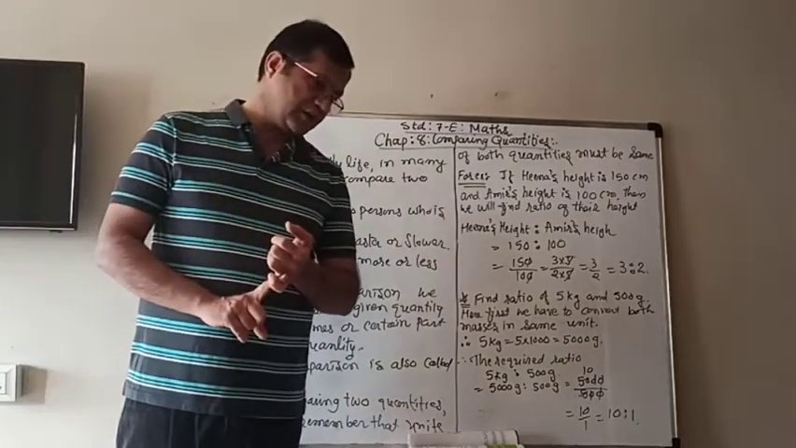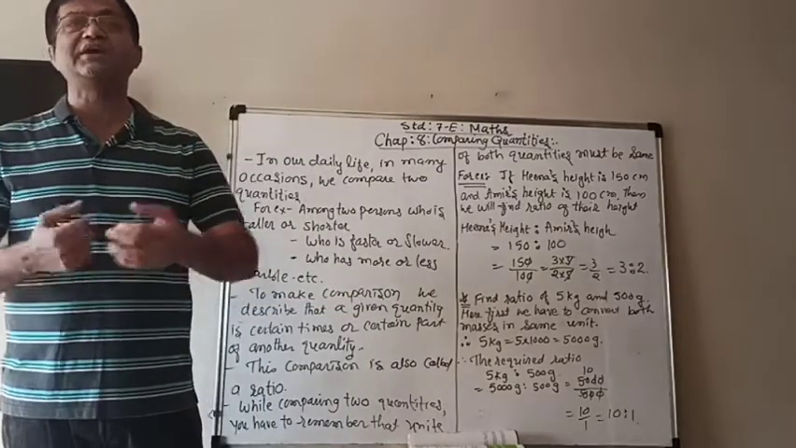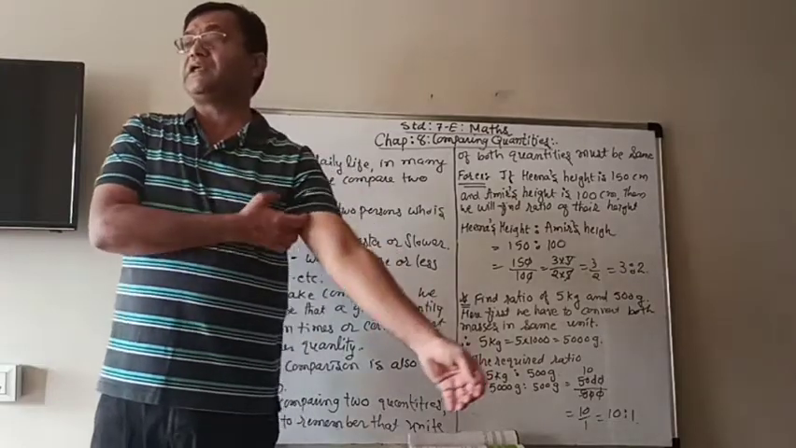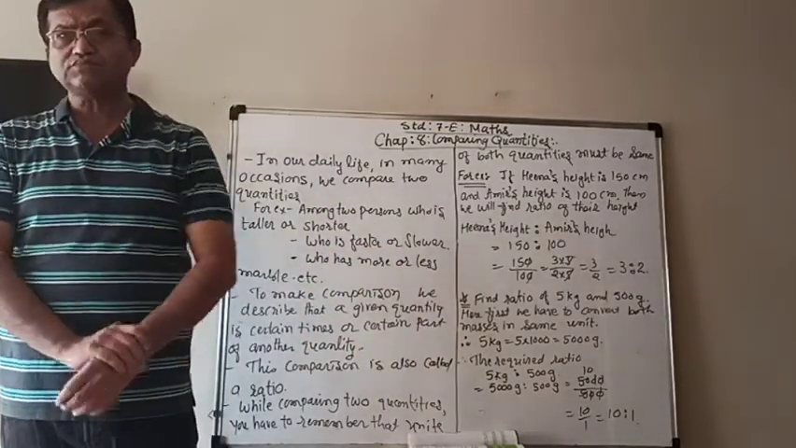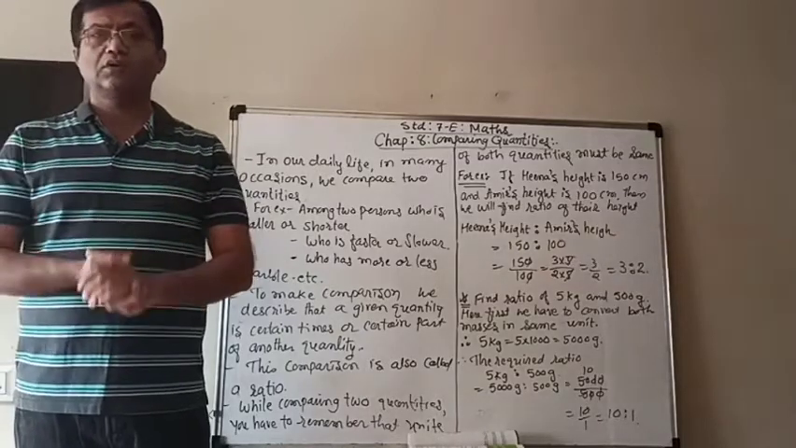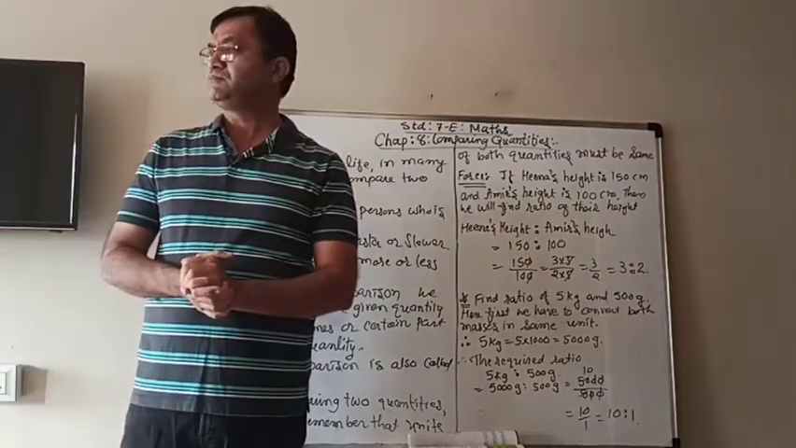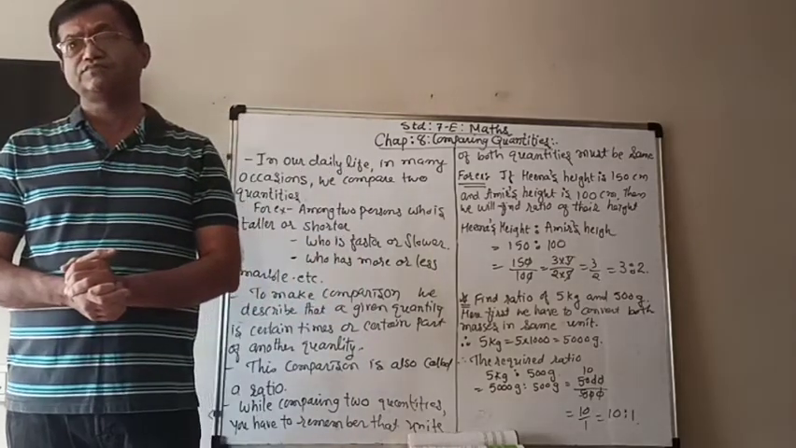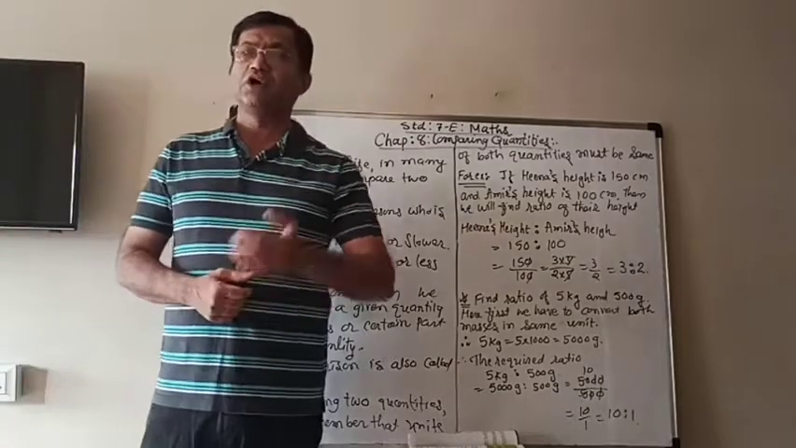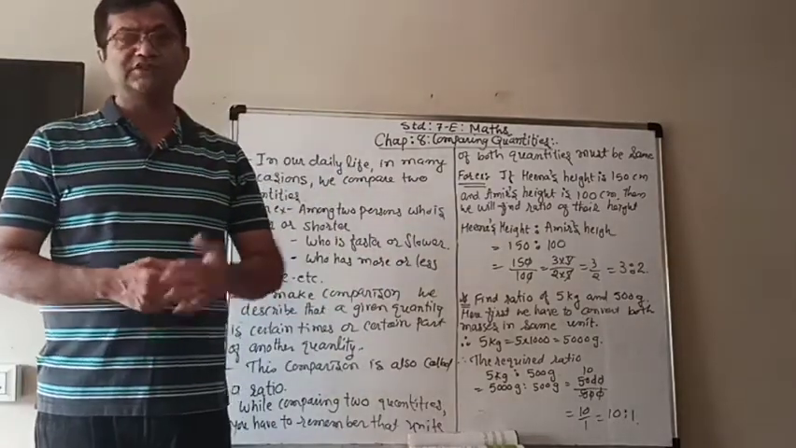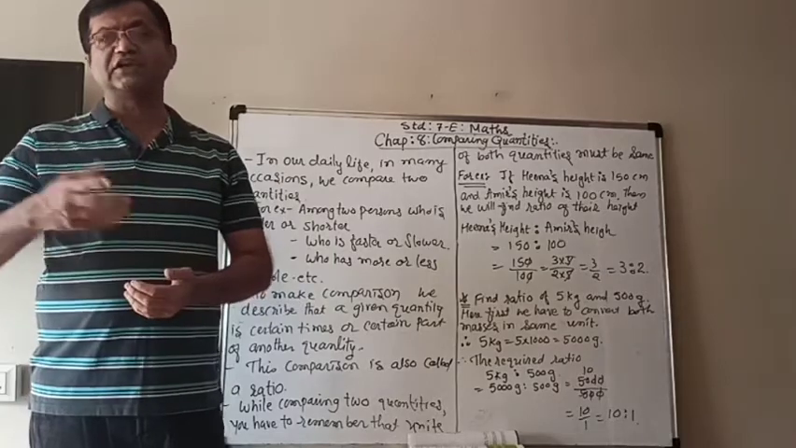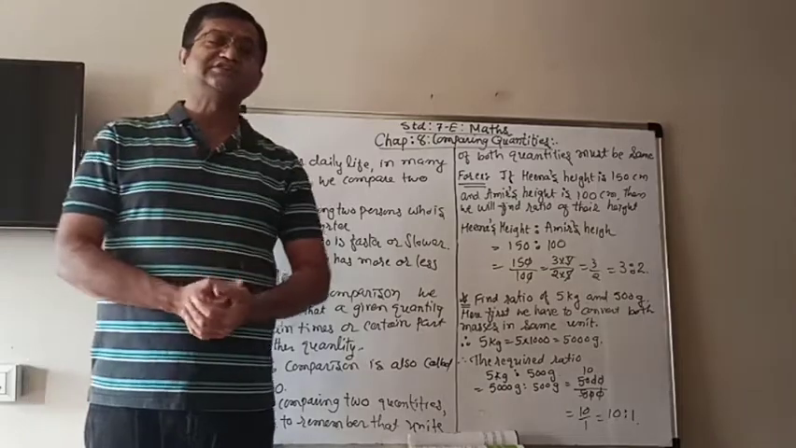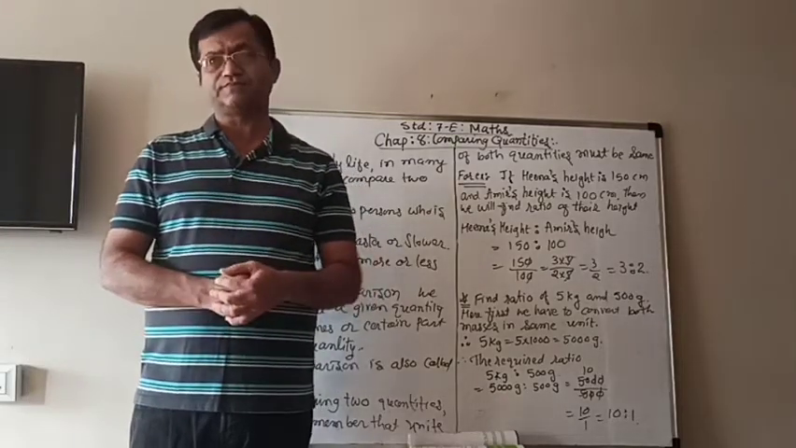Similarly, the speed of vehicles, or when a running competition is there, when the two participants are running, then we need to check their speed, and whose speed is more, means is faster than the other, and by this we can decide the winner of that competition.